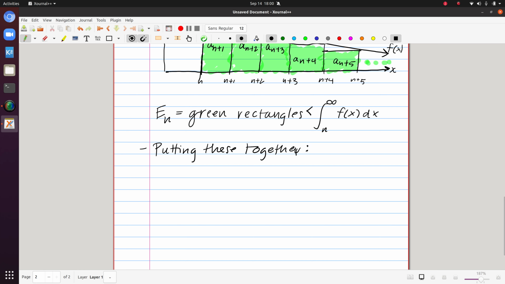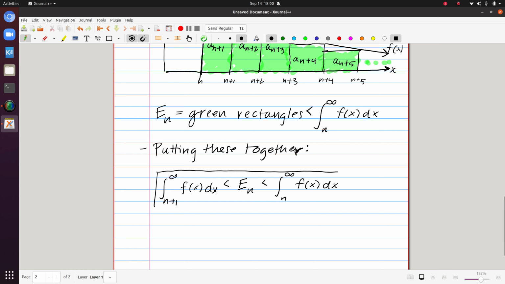So if I want to bound E sub n above, we have the integral from n to infinity. But if I want to bound it below, we have the integral from n plus 1 to infinity.